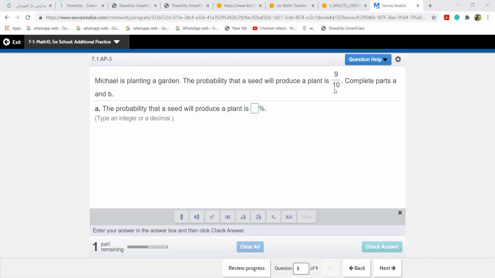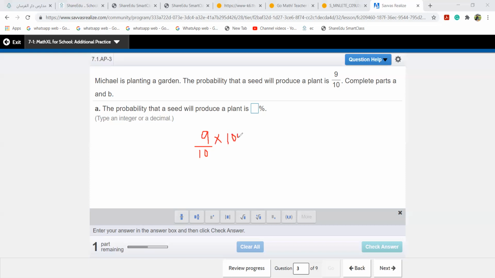9 out of 10, how much percentage did you get? Do you know how to take out percentage? See, you will do 9 over 10 and multiply by 100 to get the percentage. Use the calculator and tell me.